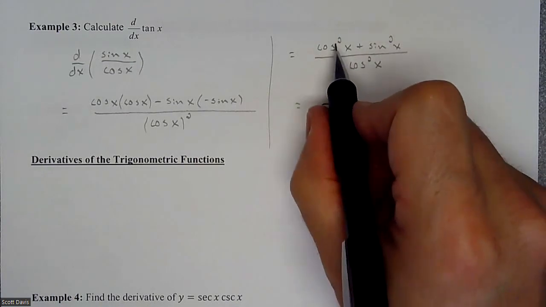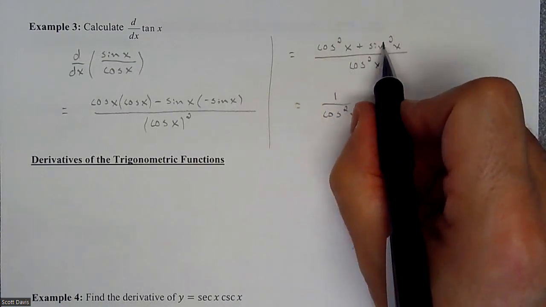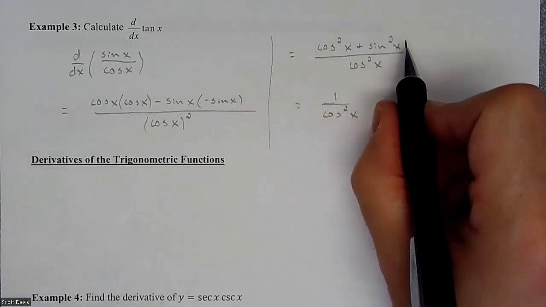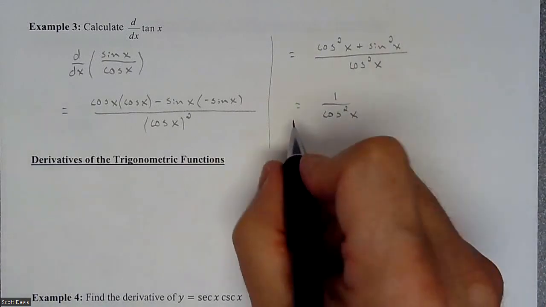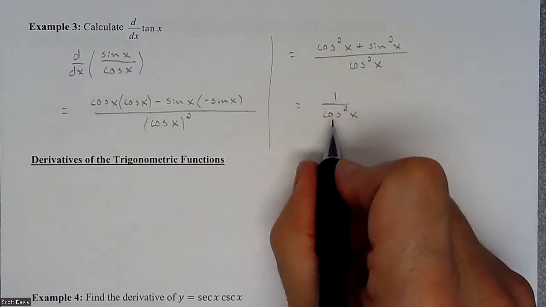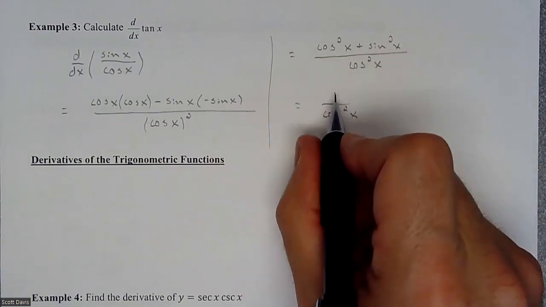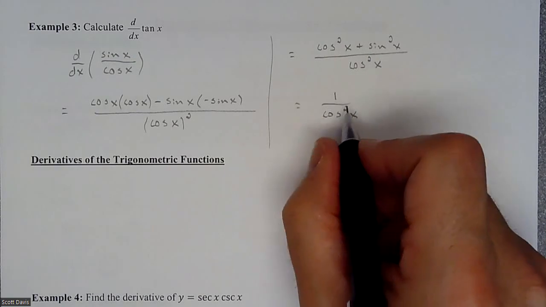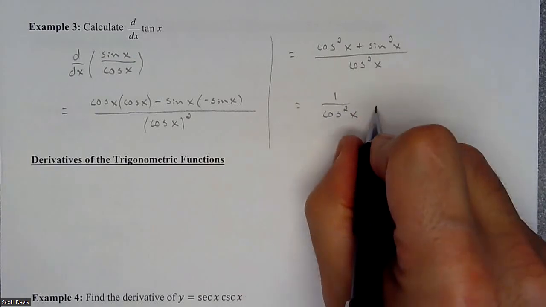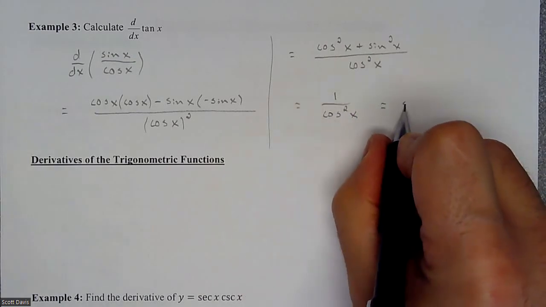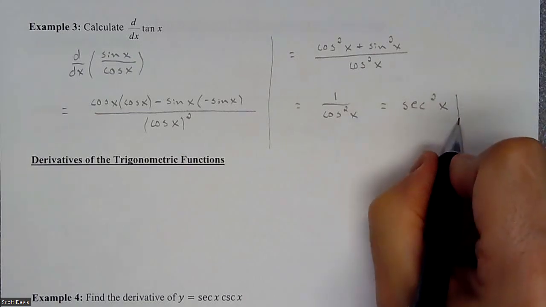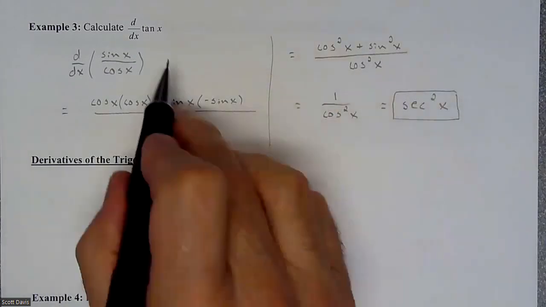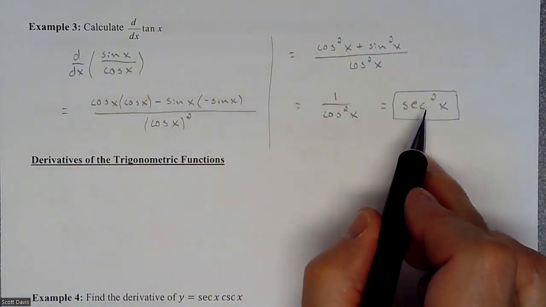That's not the only way to manipulate this. You could have written this as cosine squared over cosine squared plus sine squared over cosine squared, and then you'd have a 1 plus tangent squared, which manipulates into something else. But I think it's a little cleaner to just recognize that this turns into a 1 over cosine squared. A better way of writing this, so I don't have a fraction, is converting that into secant squared. So the short of this is the derivative of tangent is always secant squared.